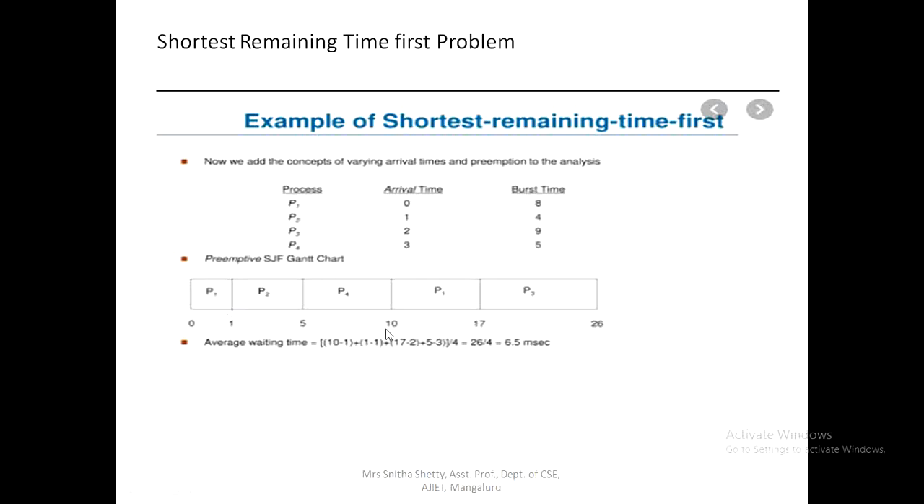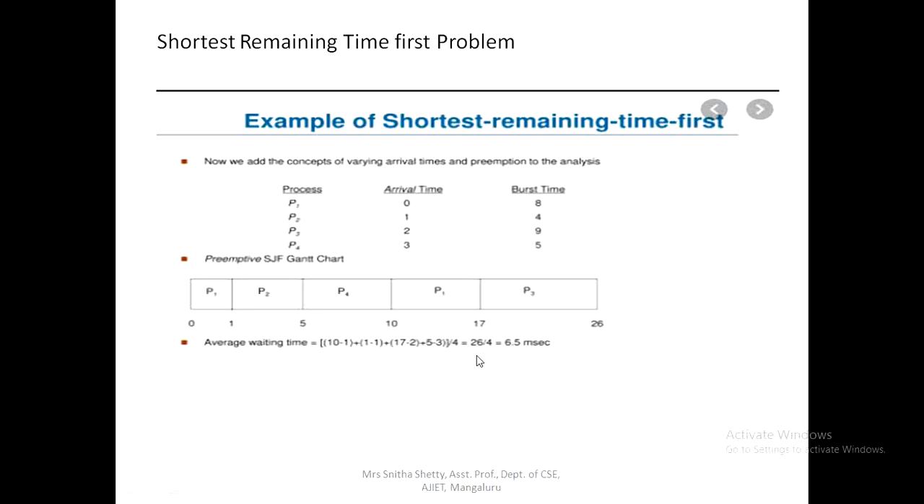So here we are talking about the preemptive SRTF. It is also known as shortest remaining time first. Now what is the finishing time of each process? Finishing time of P3 is 26. Finishing time of P1 is 17. Finishing time of P2 is 5. And finishing time of P4 is 10. This we call the finishing time.